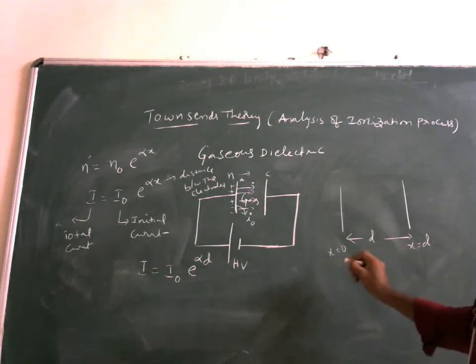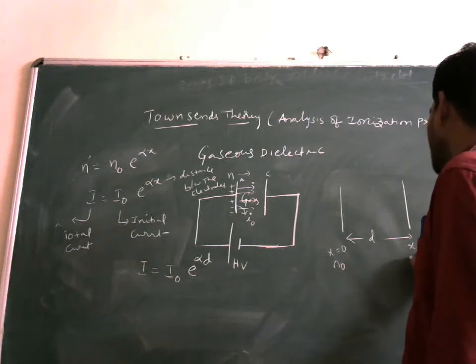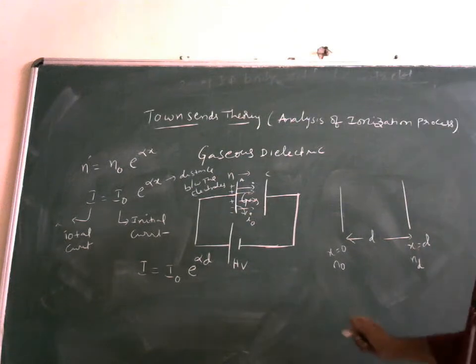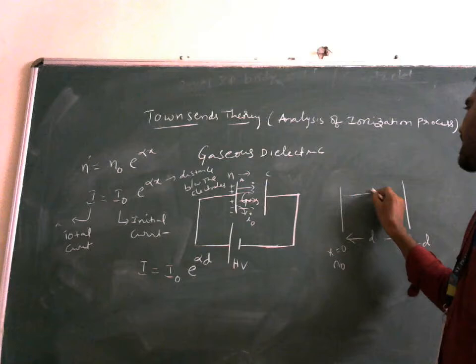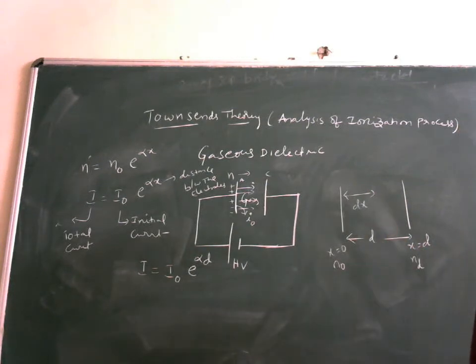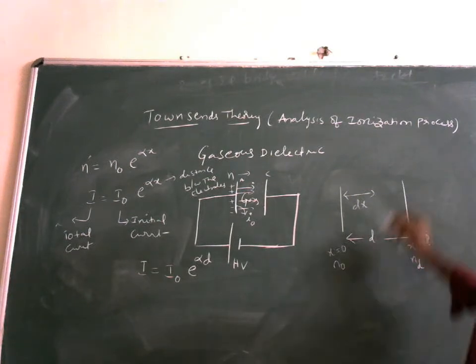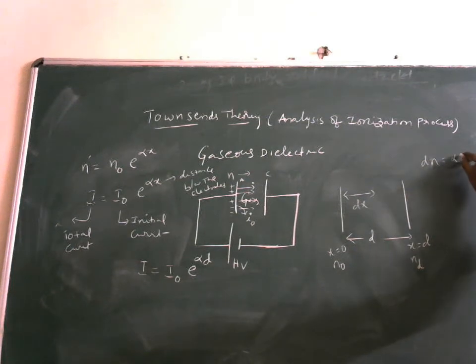At x equal to 0, how many electrons did he consider? That is n naught electrons, and similarly at the other condition he considered n. After that he takes a very small distance dx. If the electrons move a small distance dx, then dn is equal to alpha n into dx.